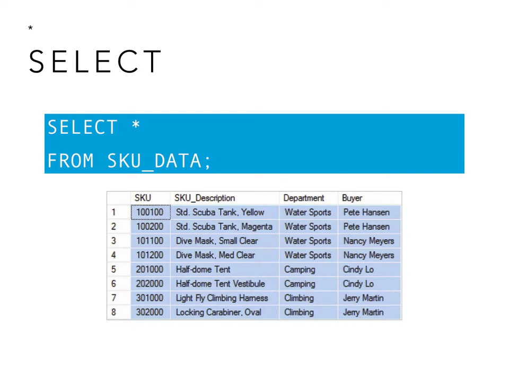There's also this cool thing called a star. And when you say star, you get everything. You don't have to list out the individual column names. You get it all. So when we say select star from SKU data, we get all 4 columns that are in that table. So the asterisk is a wildcard character when selecting columns. Questions up to this point?